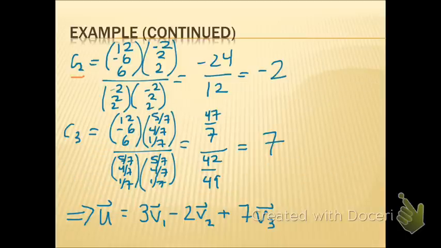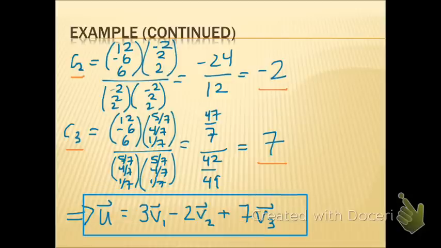Likewise, we can find C2 and C3. Doing the math, we get C2 is equal to -2 and C3 is equal to 7. You will want to go through this on your own to make sure my math is correct. And then we can form our linear combination of U by using our C1, C2, and C3. So we have the vector U is equal to 3v1 minus 2v2 plus 7v3.